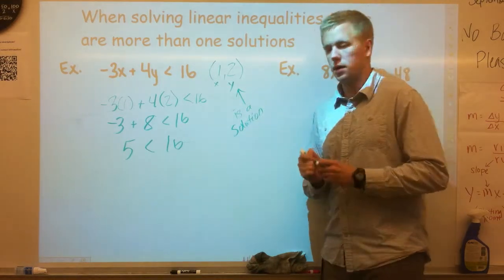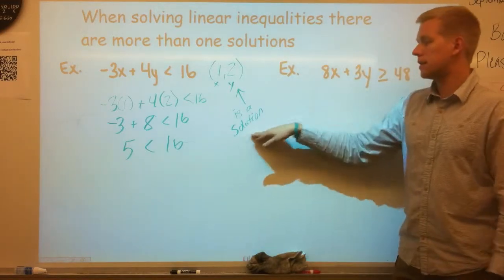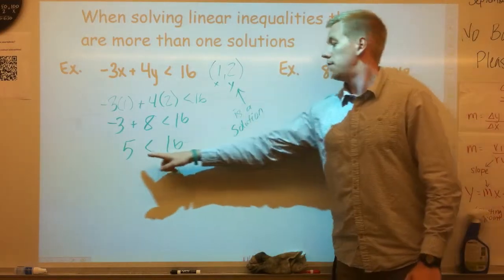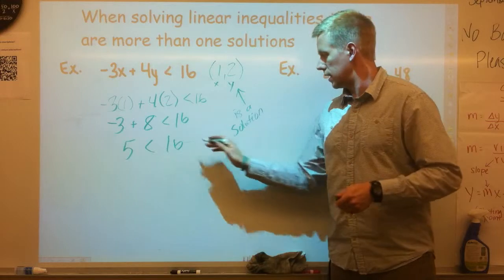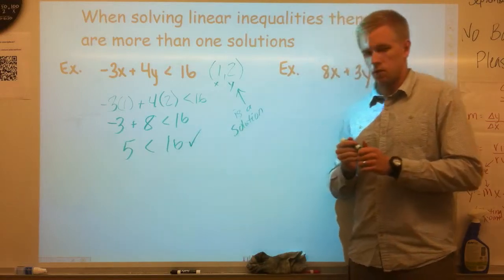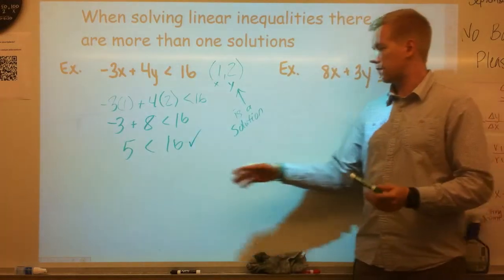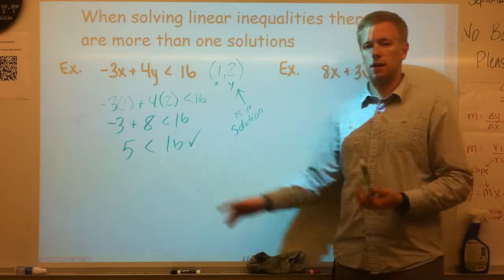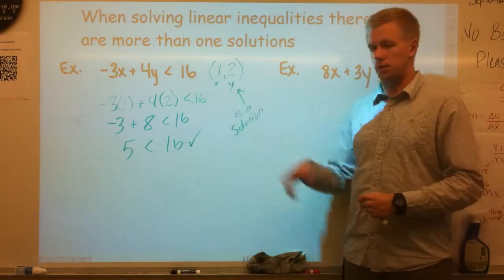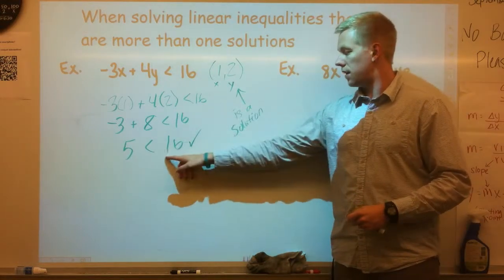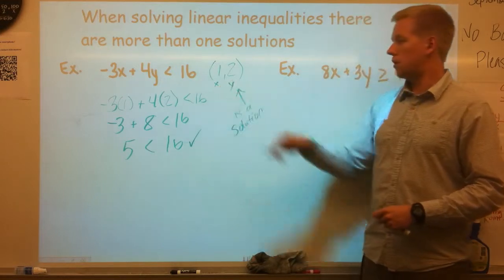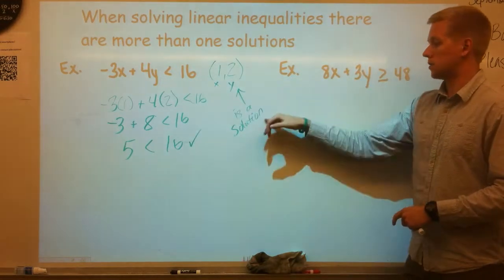Okay, and I'm writing crooked because it's hard to write on the board, but you need to write that that is a solution because 5 is less than 16. This does make sense. Now, if it didn't make sense, if it said like 25 is less than 16, that wouldn't make sense, and this would not be a solution. But because this satisfies, and this is true, this ordered pair satisfies that inequality, it is a solution.